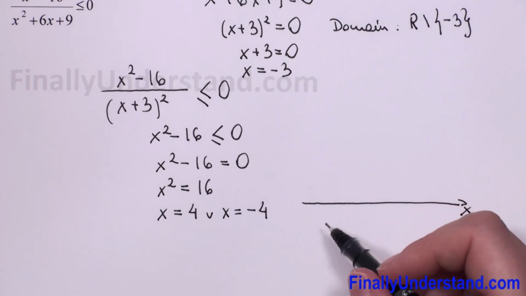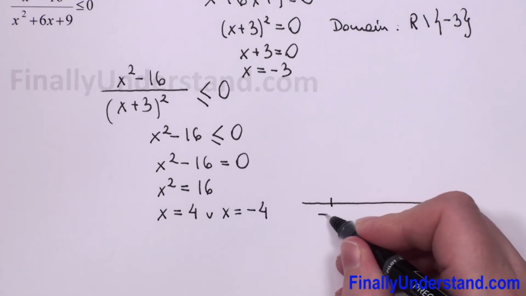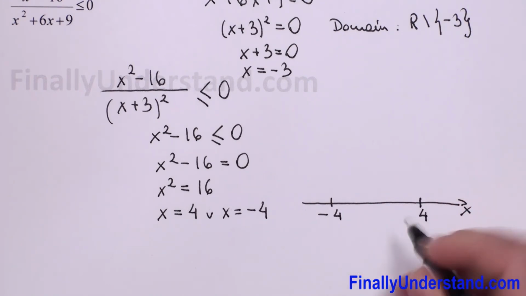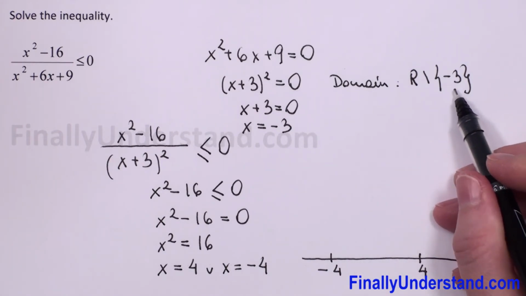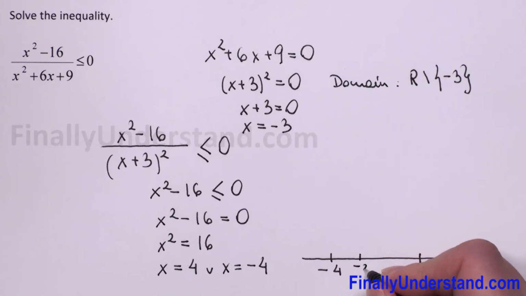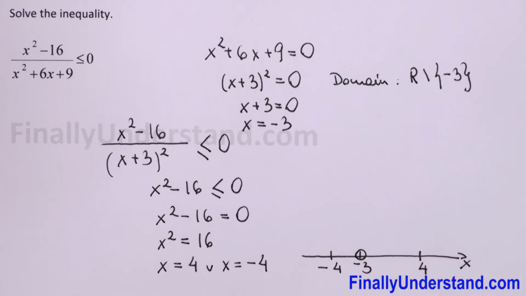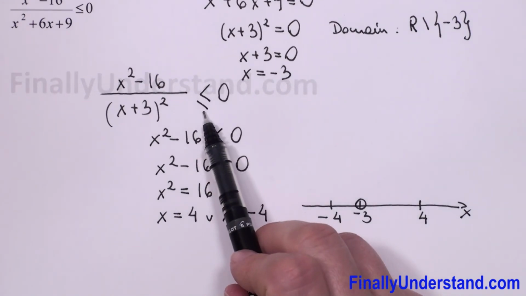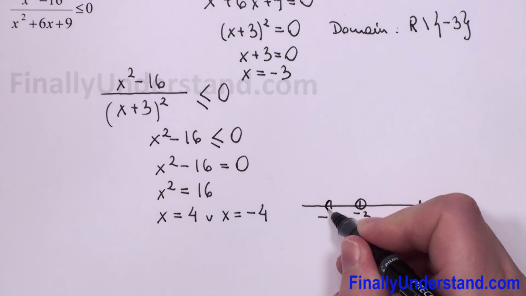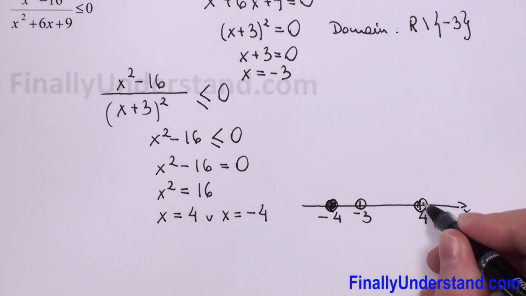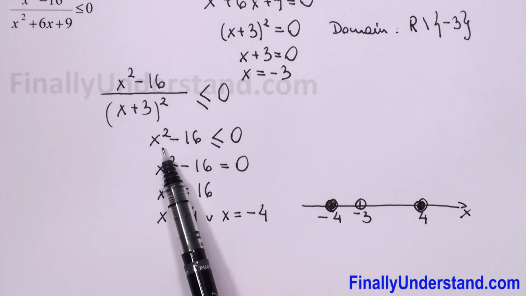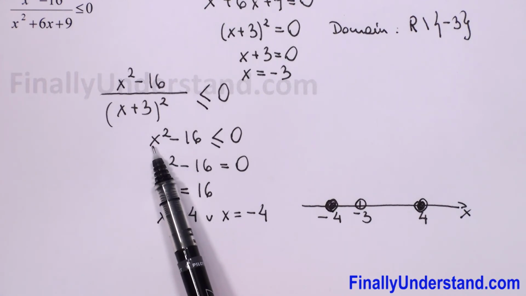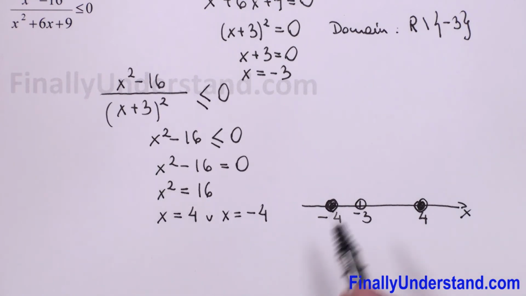Now we can draw a number line x. We have to place these roots. It's negative 4 and 4, and we cannot forget about our domain. We have to exclude negative 3. It is excluded, and because we have the sign less than or equal, it means negative 4 is included and 4 is included. We have a parabola because we have a quadratic inequality, and because the coefficient before x squared is positive 1, it means the parabola opens up.